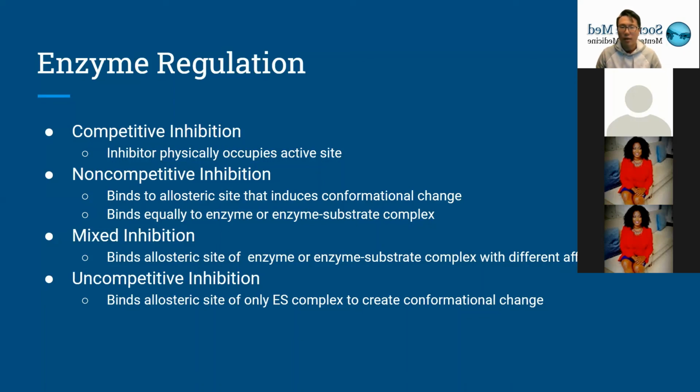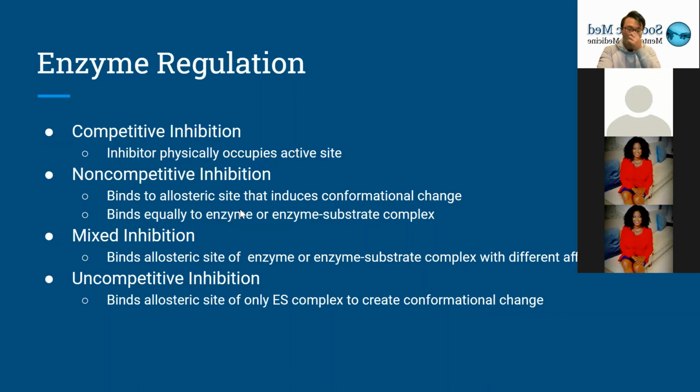Non-competitive inhibition can bind equally to the enzyme or the enzyme substrate complex that is formed after the substrate binds. So it can bind to either the enzyme without the substrate bound to the active site or with the substrate bound to the active site to inhibit the enzyme.